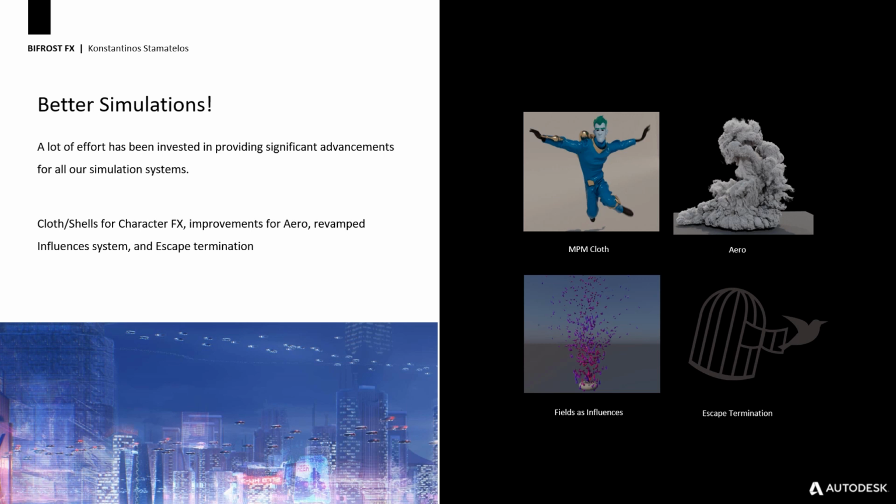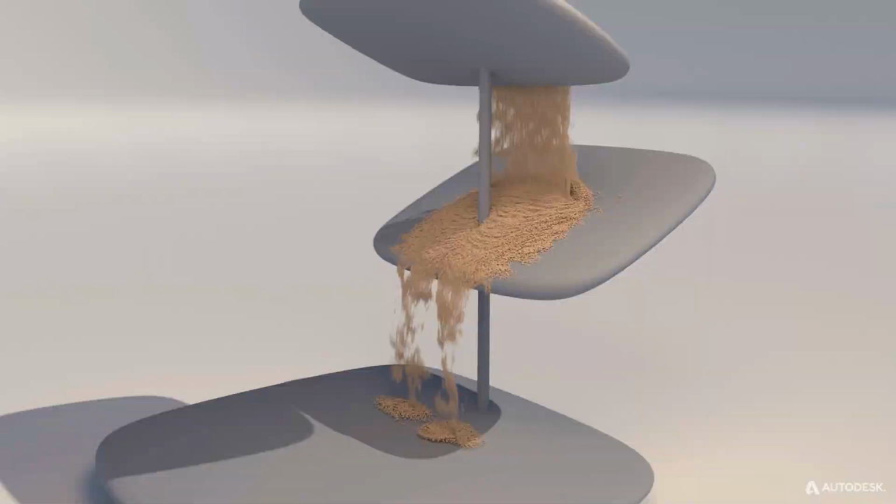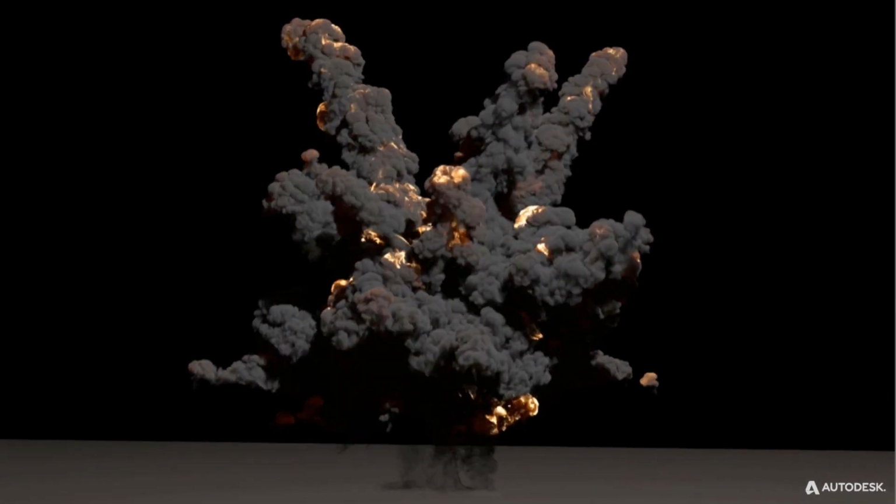In case there are some of you who are not yet familiar with simulation in the Bifrost graph, I'll just take a moment to mention that there are three main simulation systems available. The material point method, also known as the MPM solver, for character effects like cloth and shells, along with granular simulations like sand and snow. The aerodynamic solver for everything smoke, fire, and explosions, and finally a particle solver for generic artistic effects.